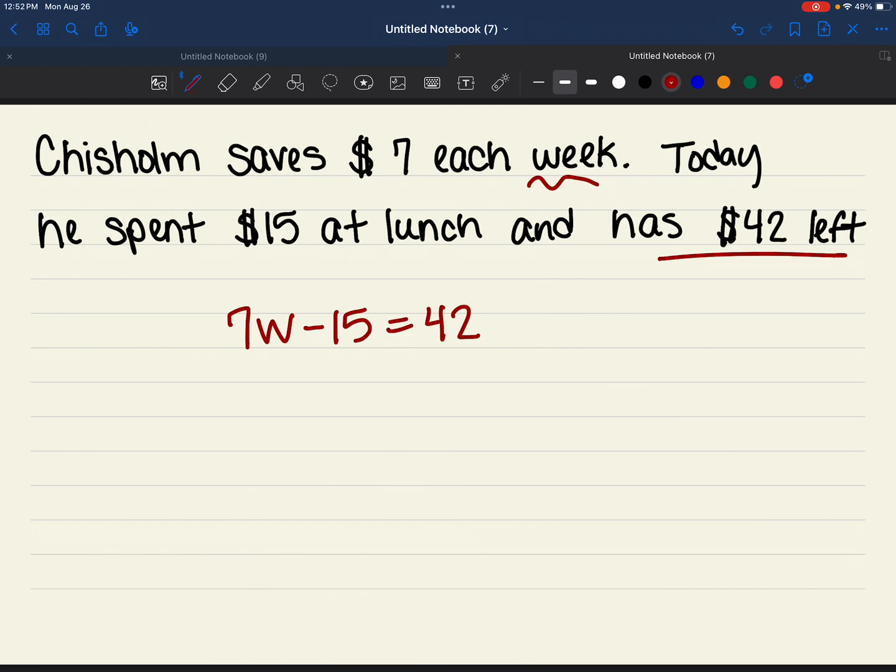Now, would it be possible for us to solve this equation to find out how many weeks Chisholm's been saving? Yes. Plus 15, plus 15. You add 15 to the 42. If we know that already, these next couple weeks are going to be easy stuff. Because that's all we're doing the next 2 weeks. We're going to make sure we all know how to solve equations and we can just rattle it off like that.